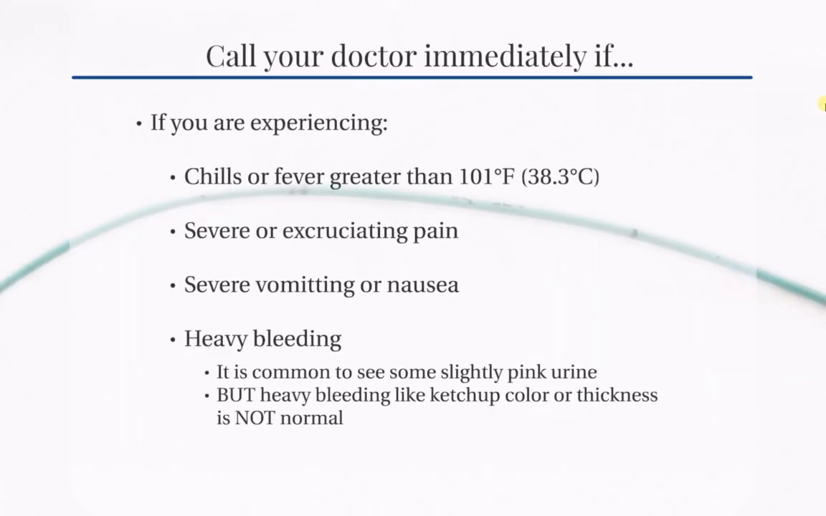Call your doctor immediately if you have chills or fever over 101 degrees Fahrenheit or 38.3 degrees Celsius, severe or excruciating pain, severe vomiting or nausea, or heavy bleeding. It is common to see some slightly pink urine, but heavy bleeding, like ketchup, is not normal.